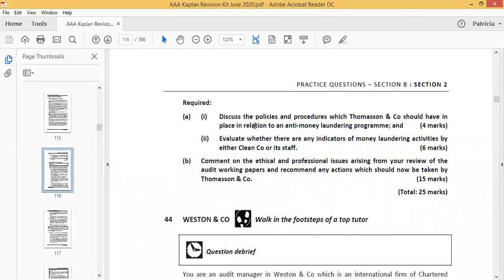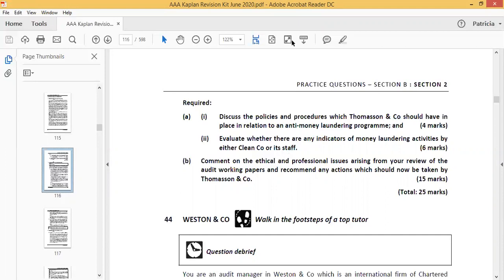Here it talks about discussing the policies and procedures which Thomasson and Company should have in place in relation to an anti-money laundering program. And the second part, indicators of money laundering activities by either the company or its staff. And the other part will be to comment on the ethical and professional issues arising from your review of the audit working papers and recommend any actions which should now be taken by Thomasson and Company.